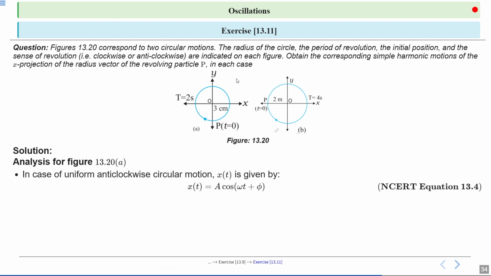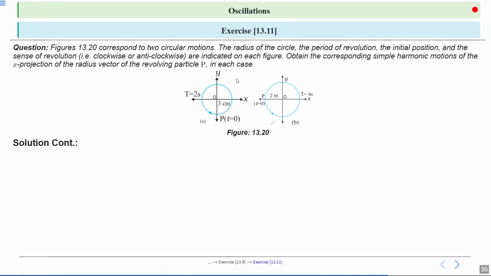So in case of uniform anti-clockwise circular motion, x of t is given by x of t is equal to a cos omega t plus phi. If we change a, the amplitude of the oscillation changes. If we change omega, the oscillation becomes faster or slower.